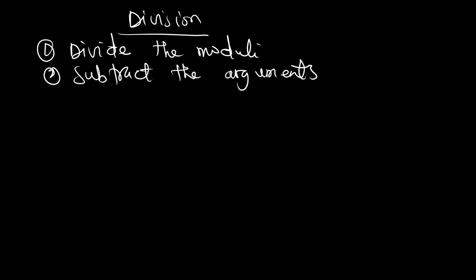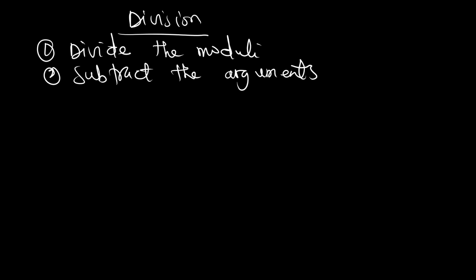So how we do the division is opposite to how we do the multiplication. In the multiplication, we multiply the moduli, but in the division, we divide. In the multiplication, we add the arguments, but in the division, we subtract the arguments.